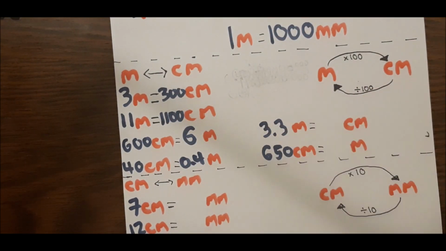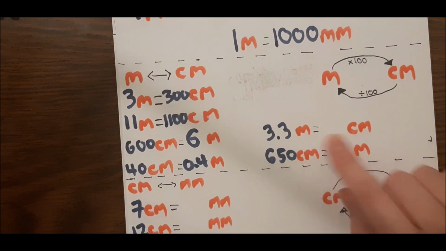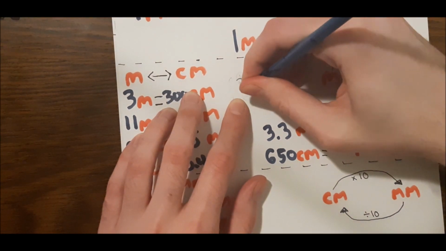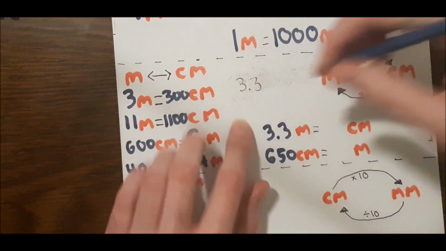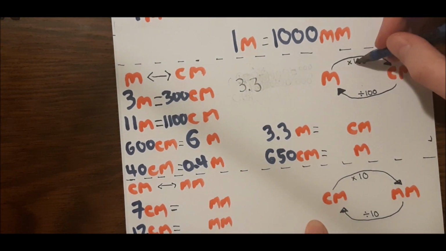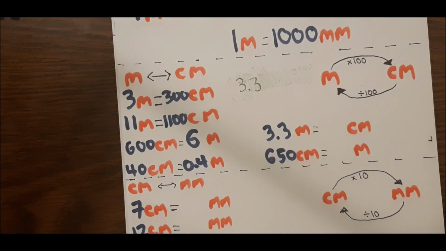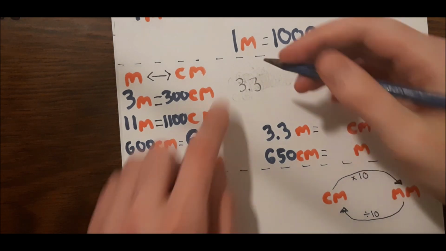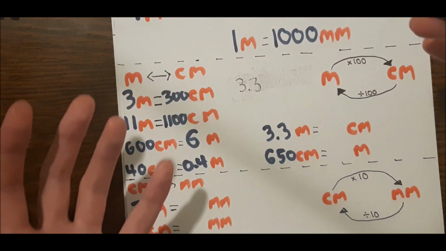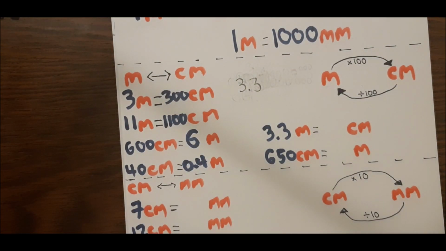But here we've got a decimal. Oh no. So we've got 3.3 meters and we want to go to centimeters. We want to go from meters to centimeters. Well, what do we do? We times it by 100. Now, it's a good thing that we know that decimal trick. You could try to do this in your head. You could do 3.3 times 100. You might know what that is. If you don't, the decimal trick is your friend.